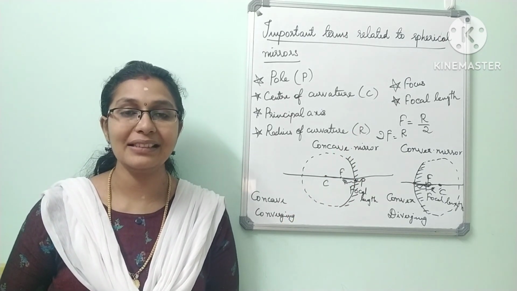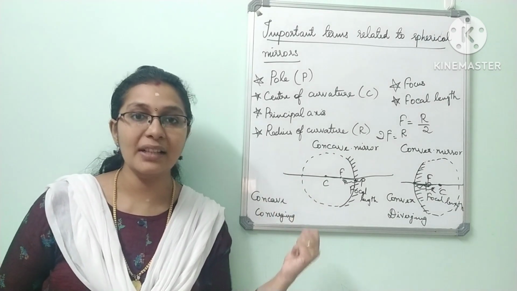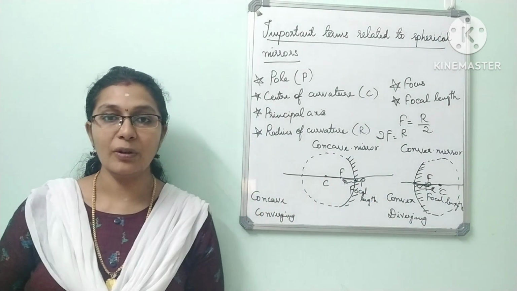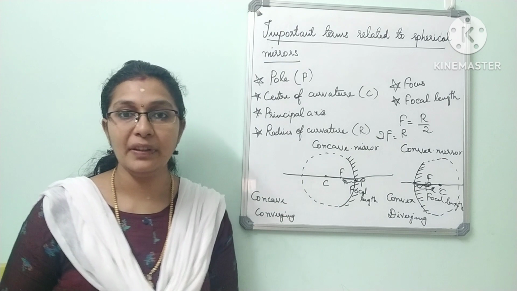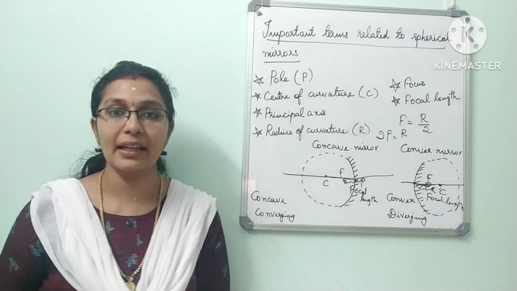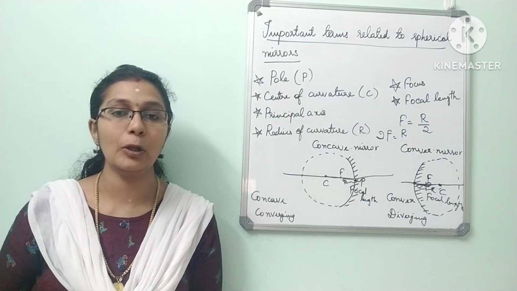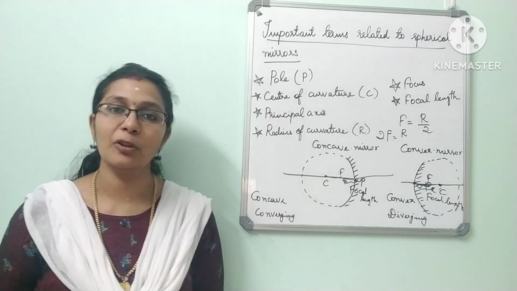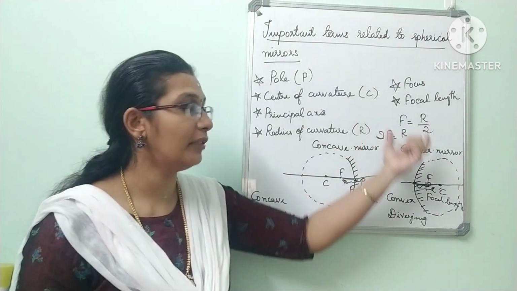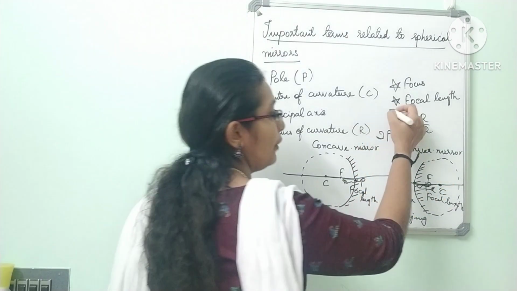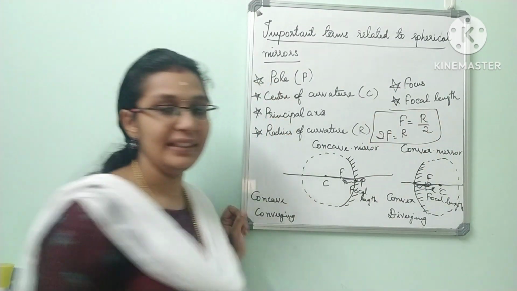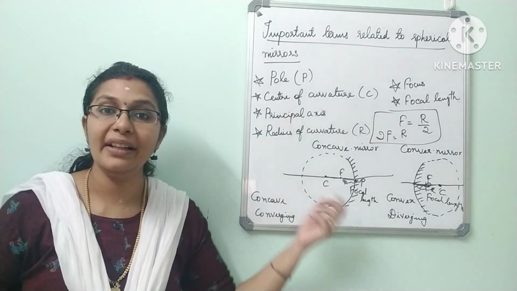You know, focal length is the distance between the focus and the pole. Okay, and there is a relation between the focal length and radius of curvature. So f is equal to r by 2 or r is equal to 2f. Depending on what value you want, you can change this formula. Clear? Yes.